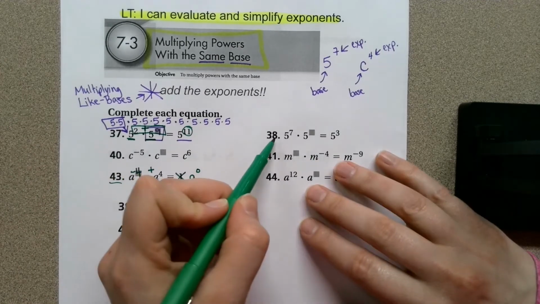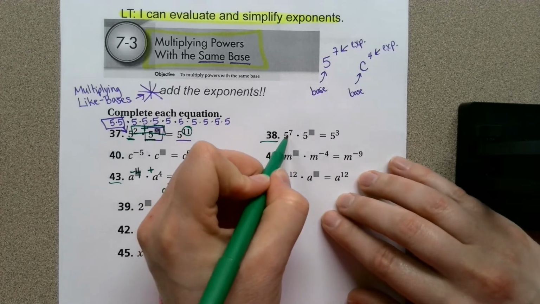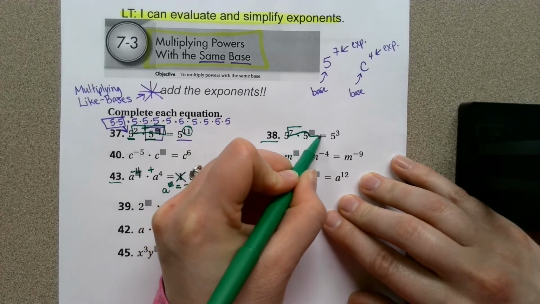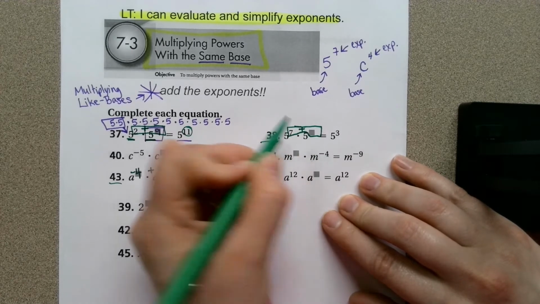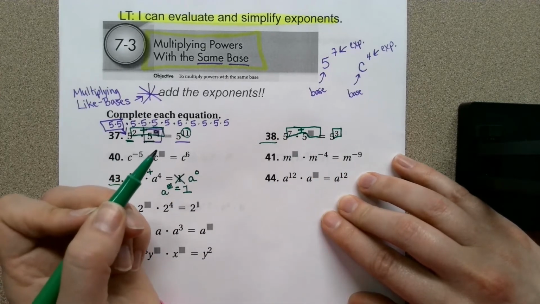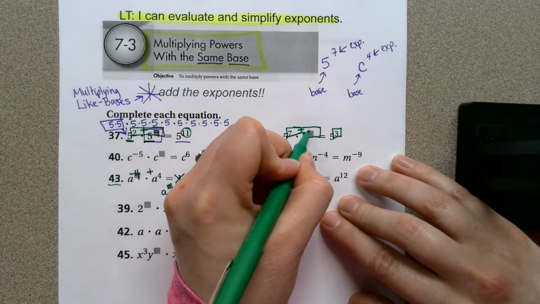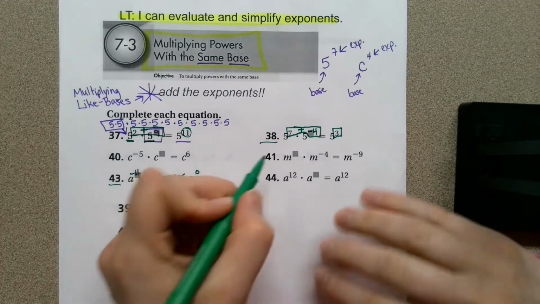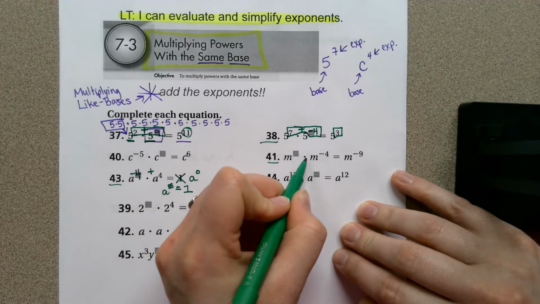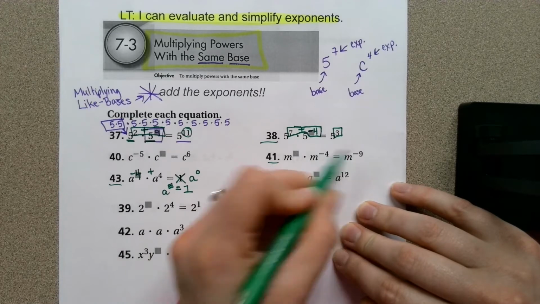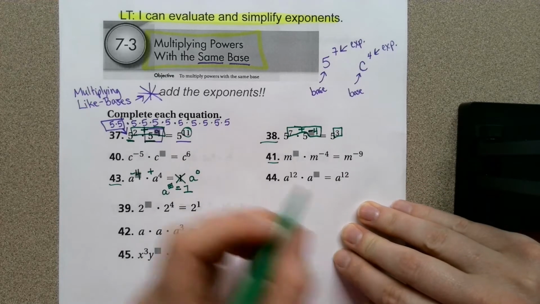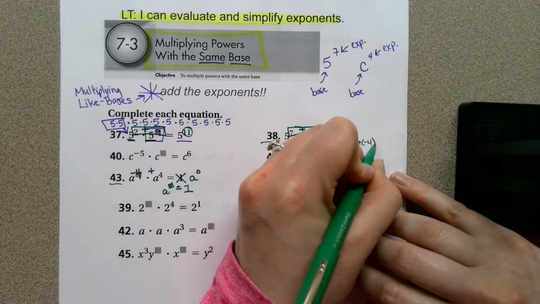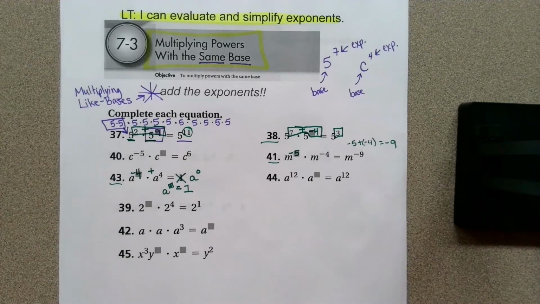If we look at 38, 5 to the 7th times 5 to some other power is equal to 5 to the 3rd. Since they're like bases, 7 plus what is equal to 3? We could say 7 minus 4 is equal to 3, so a negative 4 would be that exponent. If we look at number 41, like bases, and we're multiplying, so we're going to add the exponents. What plus negative 4 gives us a negative 9, and that would be negative 5. Negative 5 plus a negative 4 is equal to negative 9. So that negative 5 was our missing exponent.